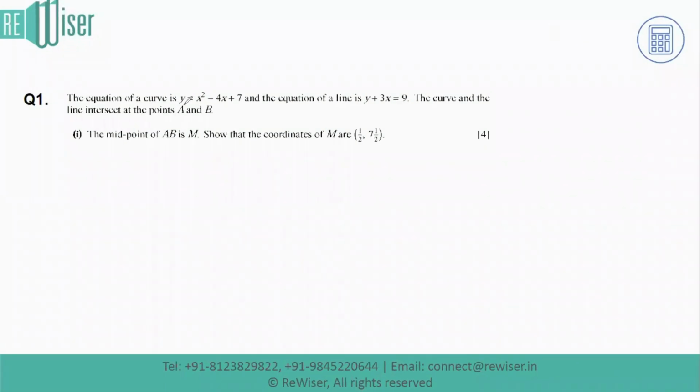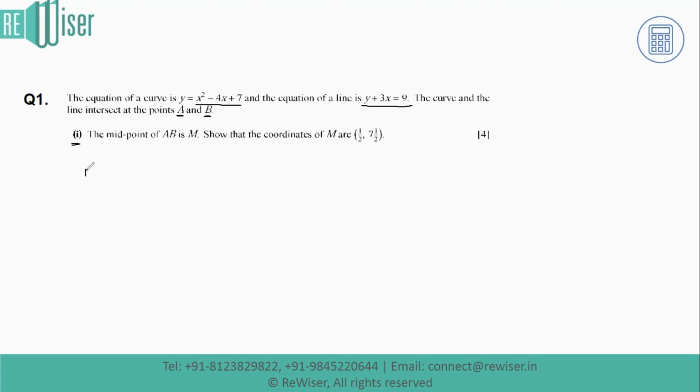Students, the question says the equation of a curve is this quadratic parabolic equation y equals x square minus 4x plus 7, and the equation of the line is y plus 3x equals to 9. The curve and the line intersect at the points A and B. So part 1 of the question says find the midpoint of AB, M. Then we have to show that the coordinates are this.